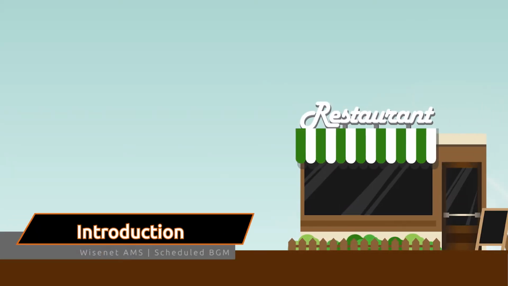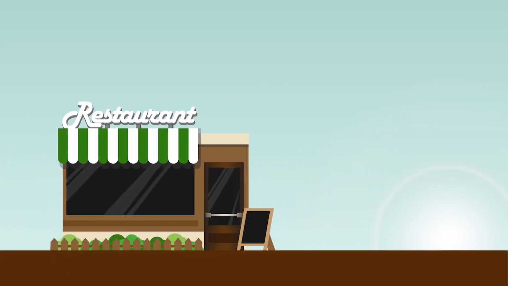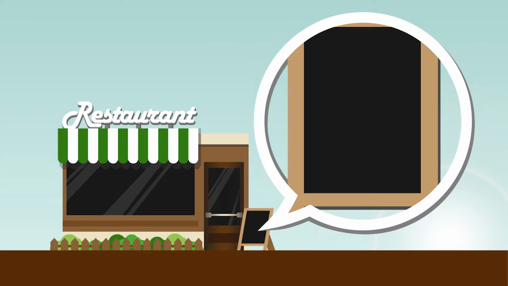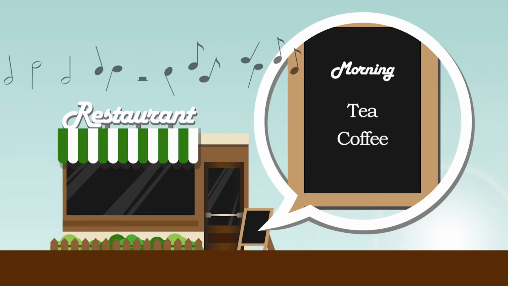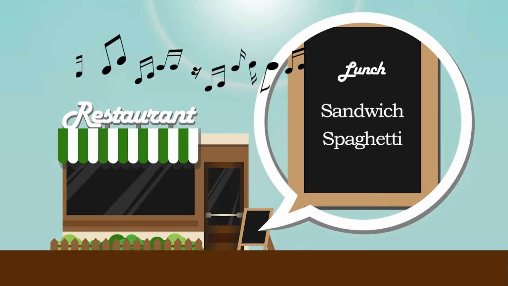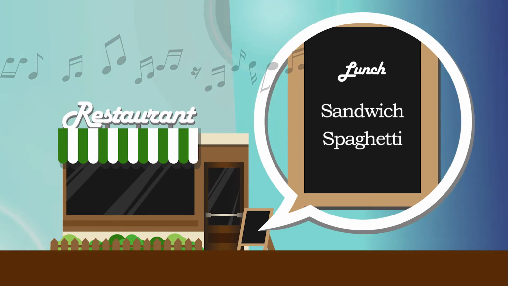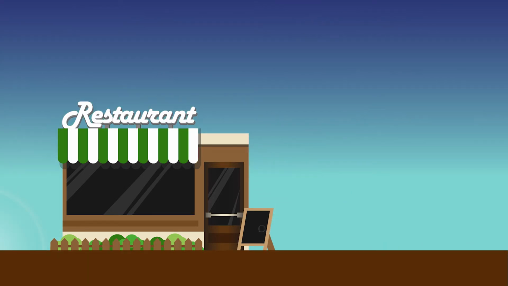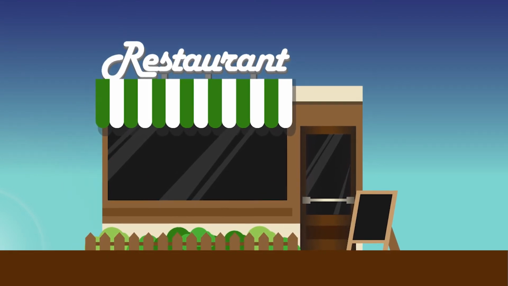Here is a restaurant. They're serving different menus for breakfast, lunch and dinner. So they're considering playing different music for breakfast, lunch and dinner. For instance, classical music for breakfast, light and cheerful music for lunch, and jazz for dinner. If you want to change the playlist according to its time, then follow this instruction.